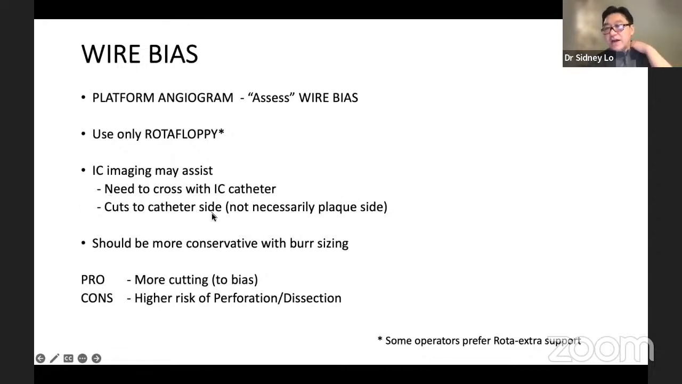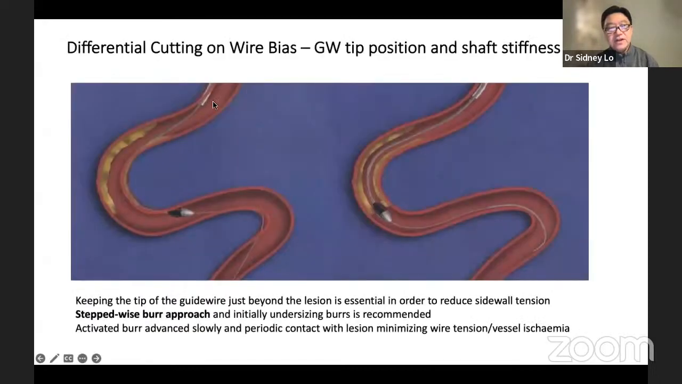If you need to cross with a rotational atherectomy 1.5 burr before you can actually get an imaging catheter across. But of course, as you know, on the imaging catheter, it is really cutting to where the bias is shown to you by the imaging catheter. And we generally should start with conservative sizing. You can see on this illustration on the left-hand side, there's a lot of tension around this curve. But if you have less wire tension, it's a smoother run.